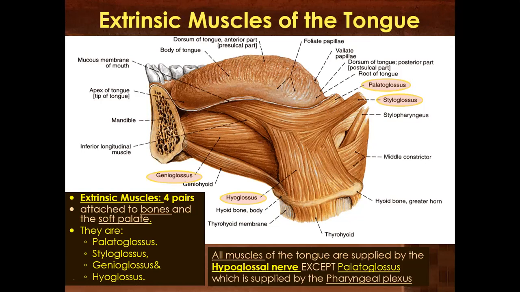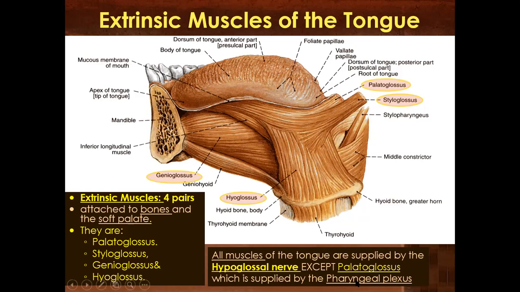Now coming to the nerve supply, all the muscles of the tongue are supplied by the hypoglossal nerve. So all muscles of the tongue are supplied by the hypoglossal nerve except the palatoglossus, which is supplied by the pharyngeal plexus.